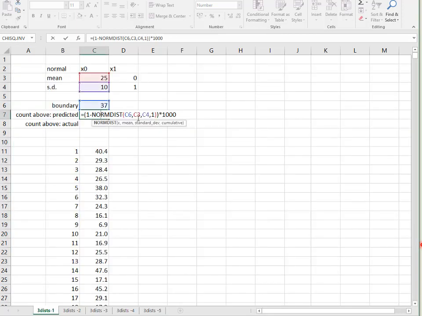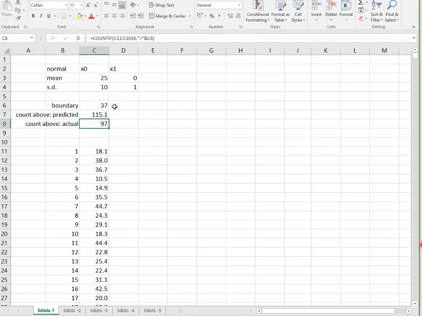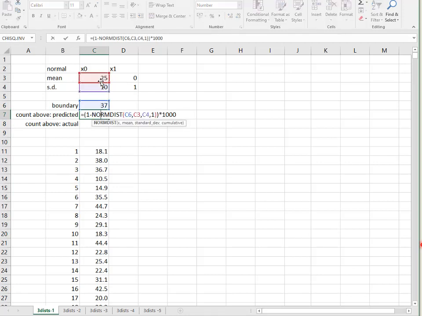And then because I want to know what percentage is above that, I'm doing 1 minus. So it gives me the proportion above that. And then I multiply that proportion by 1,000, and that's my prediction of how many will be above this threshold. Now, this only depends on the theoretical way the distribution is set up and the boundary.